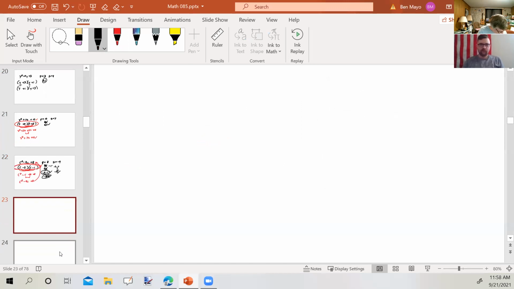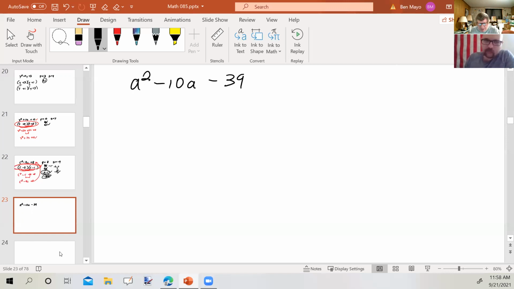Okay, let's see here. a squared minus 10a minus 39. I have a trinomial. It's in standard form, descending powers of a. There is an implied leading coefficient of 1. You're probably wondering, why do I keep saying all of that over and over? Because when things aren't that, then things are different, and then we have to do different things.